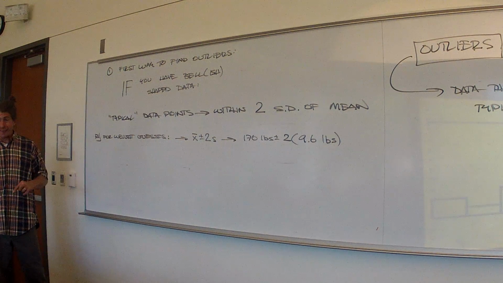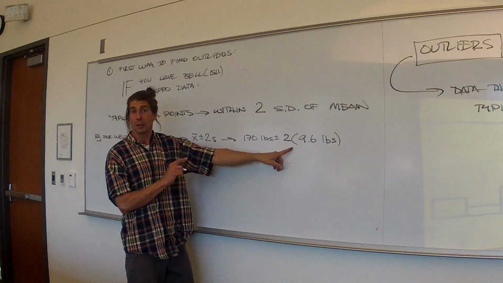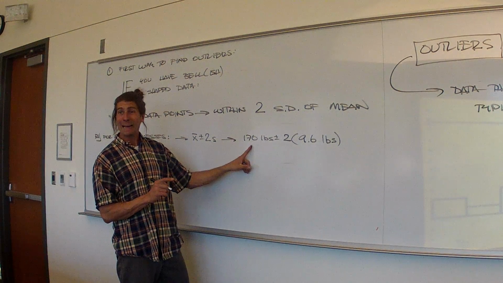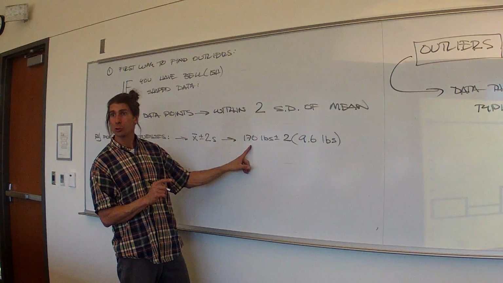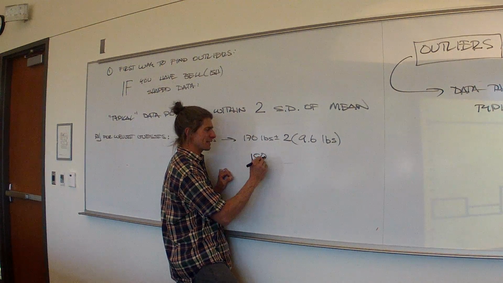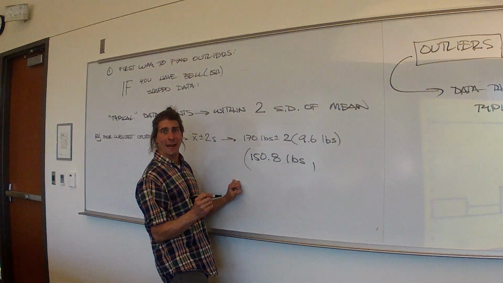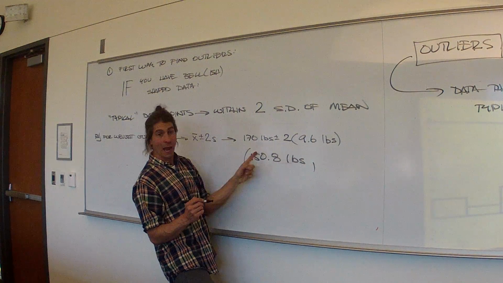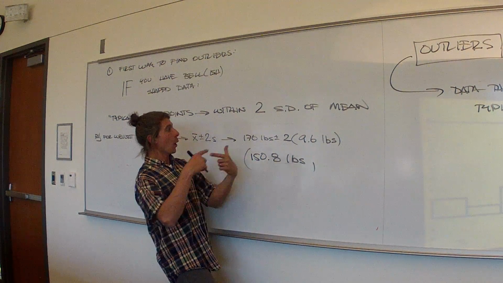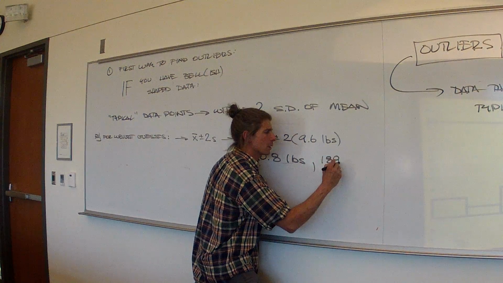So if we do that math, that's going to be what? 19.2, this guy right here. So 170 minus 19.2 should be, is that 150.8? Check my math on this, friends. 150.8 pounds, that's down 19.2. And if I go up 19.2, it's going to be 189.2 pounds.